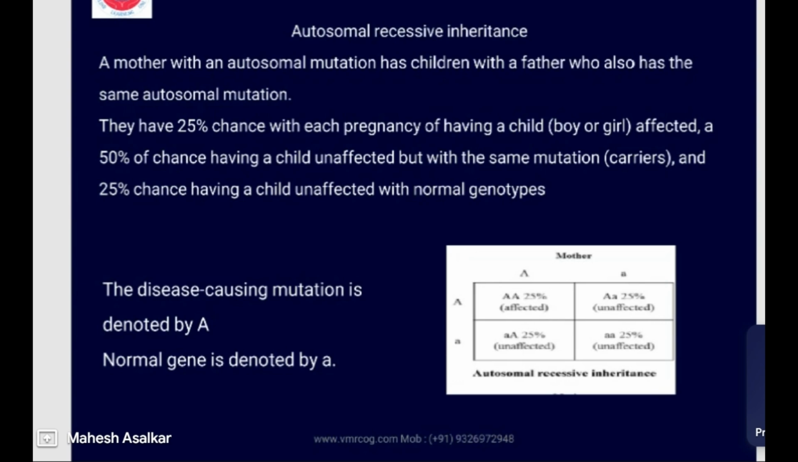Now we'll calculate the probability. It will be capital A capital A, small a capital A, and small a small a. So there is a 25% chance with each pregnancy of having a child who will be affected, a 50% chance of having a child unaffected but a carrier, and a 25% chance of a child unaffected with normal genotype. So in an autosomal recessive condition, there will be 25% unaffected, 25% affected irrespective of the sex, and 50% chance of a carrier.